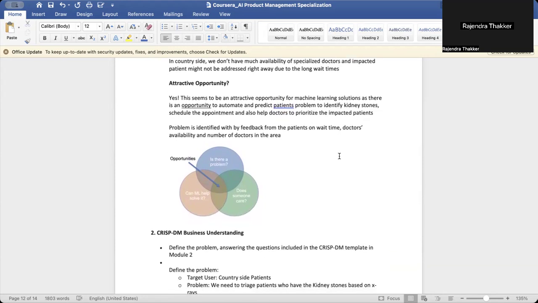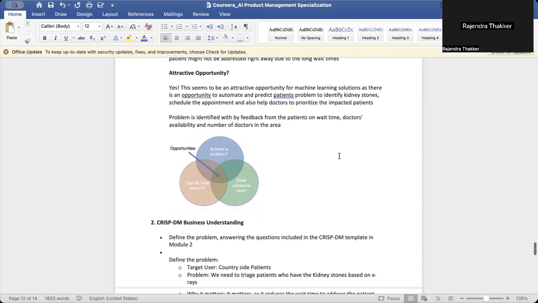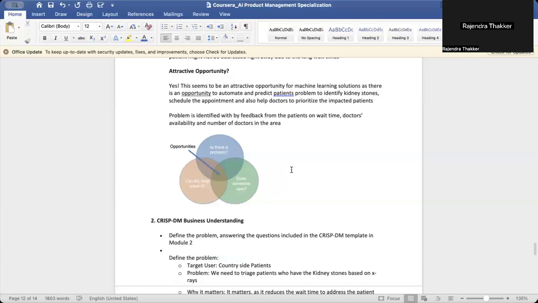Is it an attractive opportunity? Yes, this is an attractive opportunity for machine learning solutions, as there is an opportunity first to automate and second to predict patients' problems to identify kidney stones, schedule the appointment, and also help doctors to prioritize the impacted patients. The problem is identified by feedback from the patients on the wait times, doctors' availability, and the number of doctors in that area.